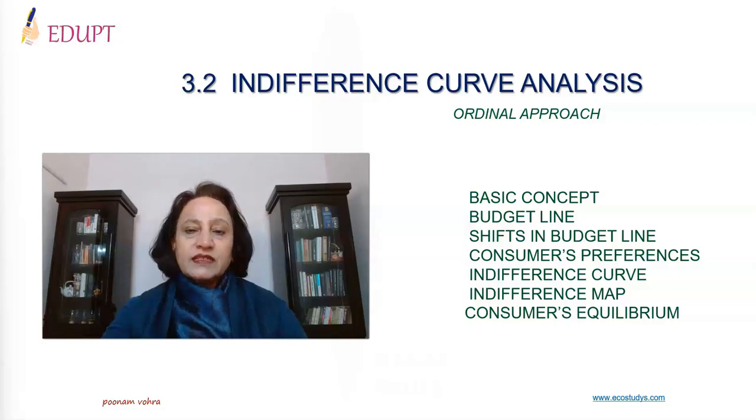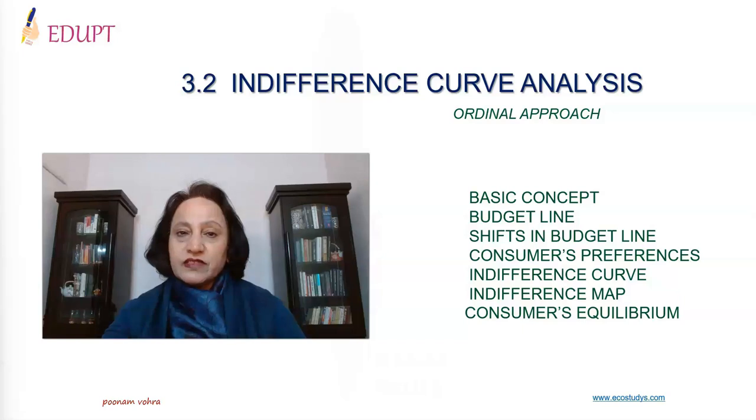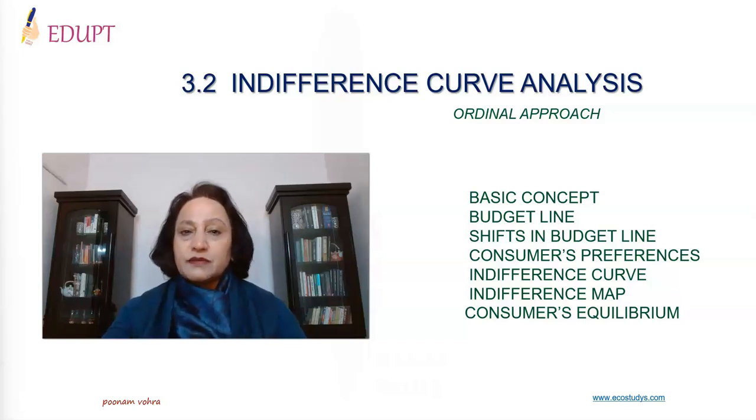This entire subunit is explained through 7 sessions. First one is basic concepts. Second is budget line. Third, shifts in budget line. Fourth, consumers' preferences. Fifth, indifference curves. Sixth, indifference map. And finally, the consumer's equilibrium.